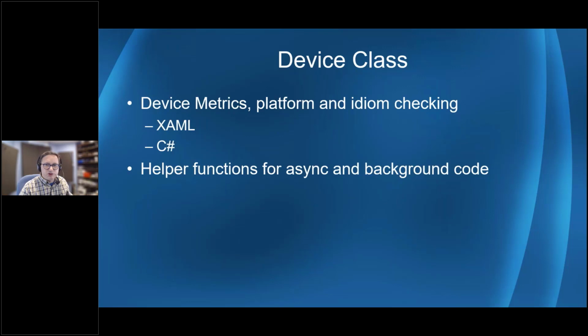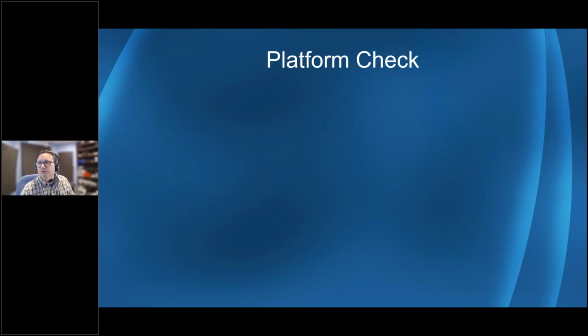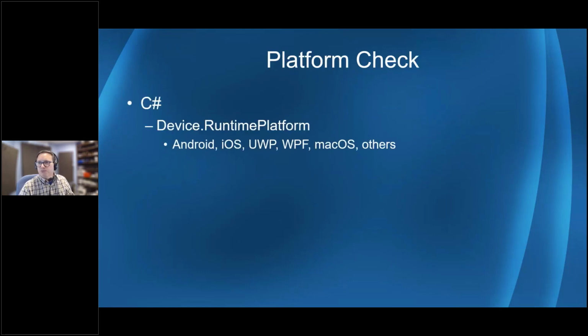Now, this is one of the areas where it duplicates async and background code methods that are available in just regular Xamarin and Essentials. There's like more than one way to do this. So for platform check, with C#, you would check device.runtime platform. It'll come back with an enumerated type of Android, iOS, UWP, WPF, macOS, others, like Tizen or other ones that have been added. With XAML, you'd use on platform and on for checking.